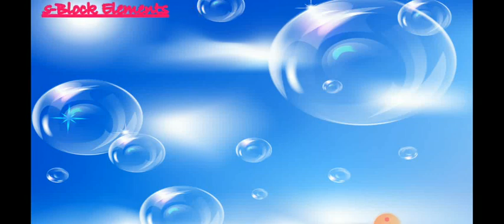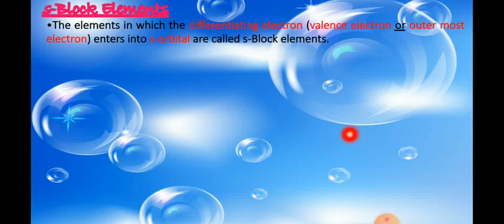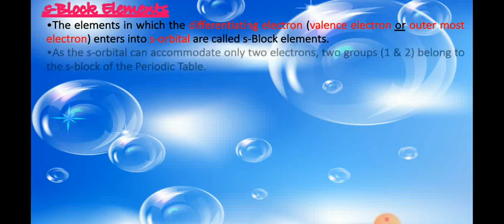The first block is S block elements. What are S block elements then? The elements in which the differentiating electron, or valence electron, or we call it the outermost electron, even the last electron, enters into s orbital are called S block elements. When you write the electronic configuration, in Kannada, electronic configuration is called electron vinyasa. So when you write the electronic configuration, if the valence electron, last electron, differentiating electron, or outermost electron enters into s orbital, those elements are called S block elements. In the periodic table, only two groups, group number 1 and 2, belong to this block.